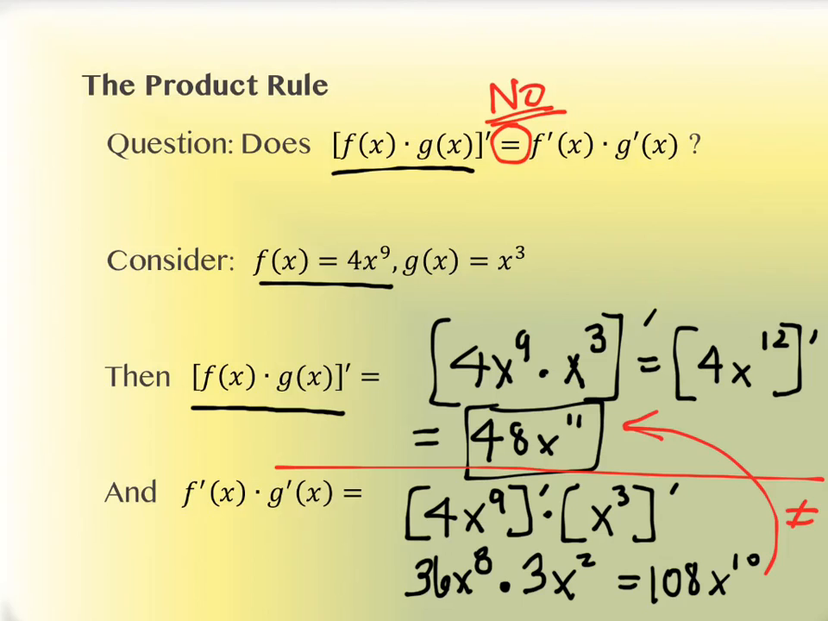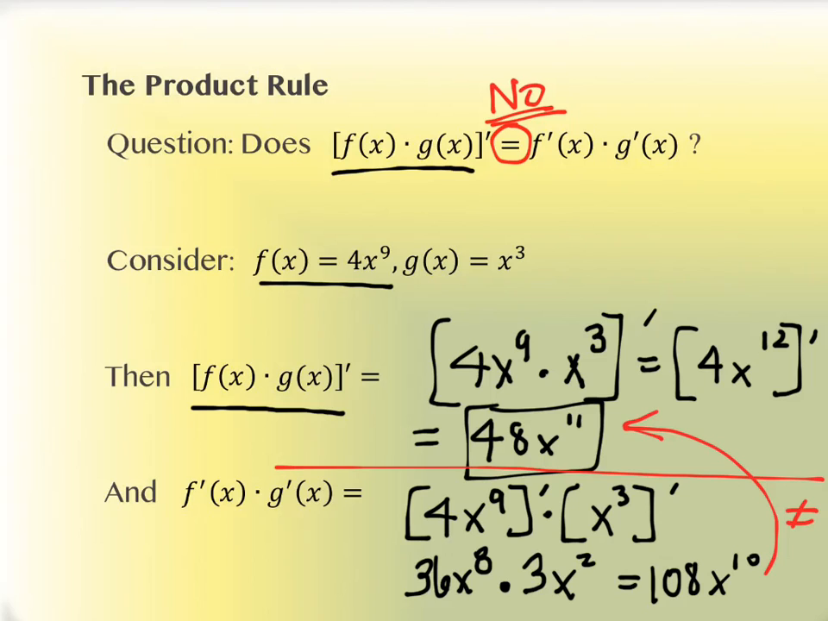Now you might be looking at that and saying, well, why would you even try? There was no need to do that to begin with on these functions. And you're right, there wasn't. But some functions, we don't have a choice to be able to really multiply them together first before we take a derivative. So we've got to have some other way of doing that. So we're going to do that with what's called the product rule.